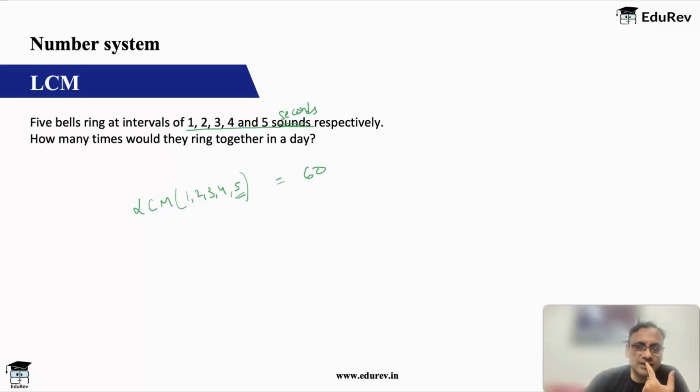If you see factor wise, 1, 2, 3. Most of them are prime. 4 is 2 into 2, and 5. So 2 I'll take once. Rest everything I'll have to take, 2, 3, 5. So 60, yes. So 60 is the LCM. 60 seconds, right? That means 1 minute. They will ring together after every 1 minute.